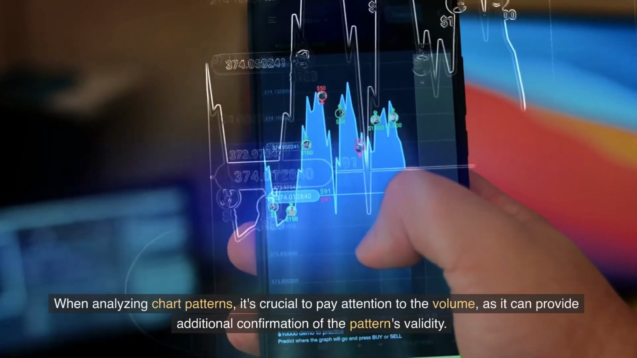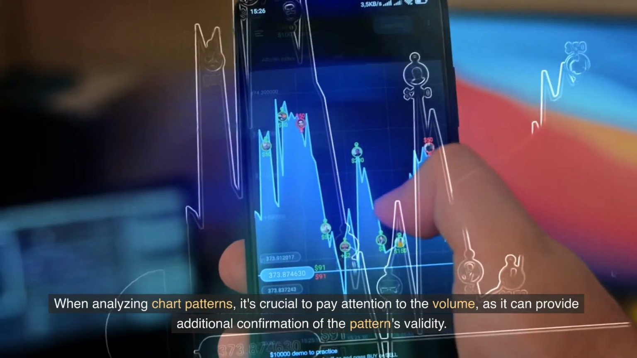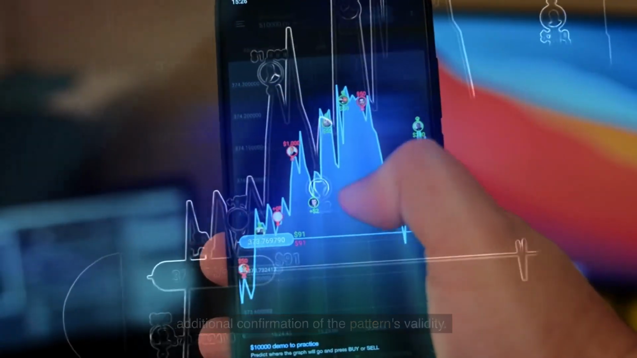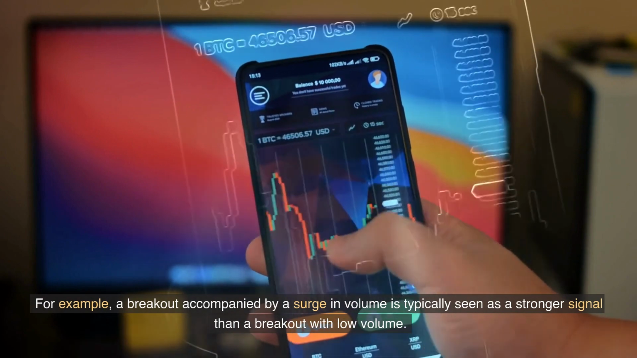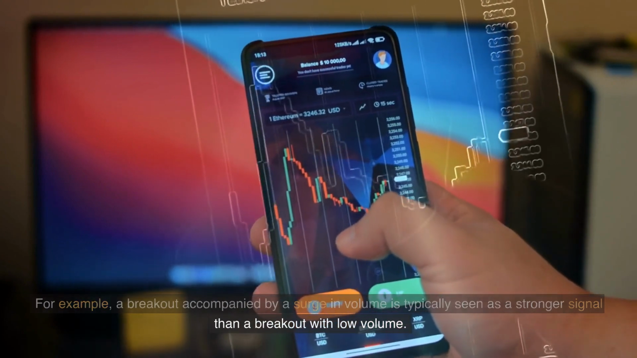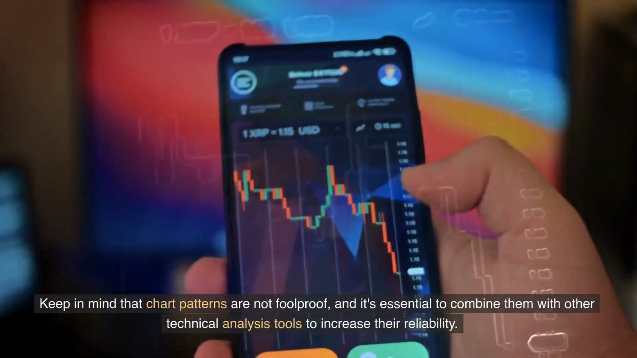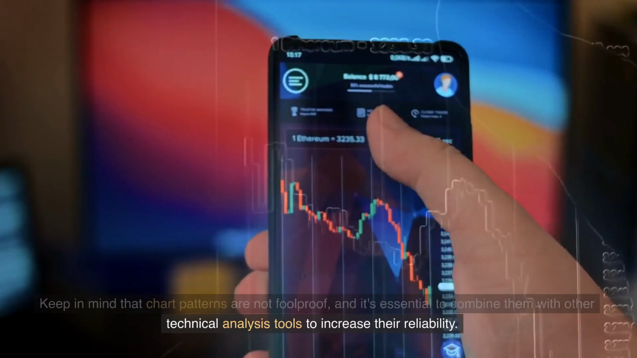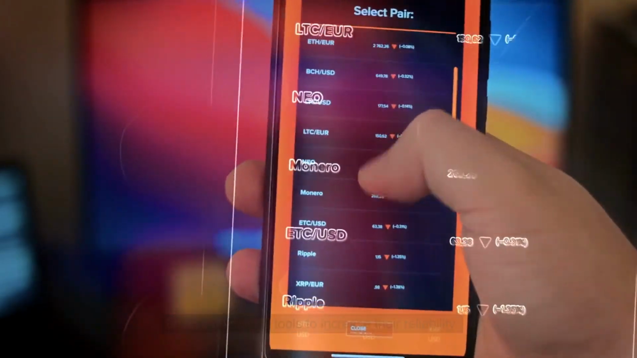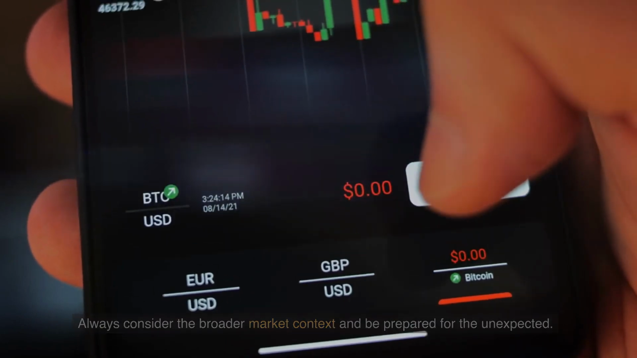When analyzing chart patterns, it's crucial to pay attention to the volume, as it can provide additional confirmation of the pattern's validity. For example, a breakout accompanied by a surge in volume is typically seen as a stronger signal than a breakout with low volume. Keep in mind that chart patterns are not foolproof, and it's essential to combine them with other technical analysis tools to increase their reliability. Always consider the broader market context and be prepared for the unexpected.